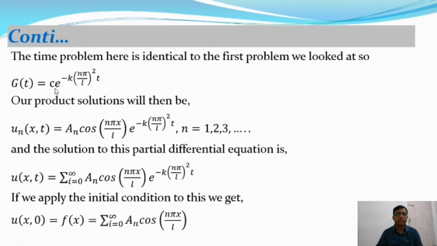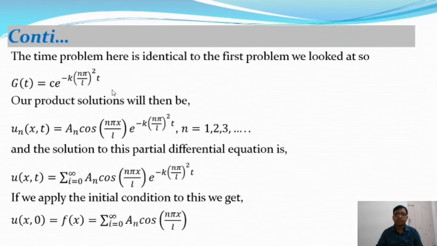So g of t is equal to c into e to the power minus k into lambda into t, that means (n pi by L) whole square into t. This is the solution of g of t. Okay, so g of t is a first order differential equation, and the solution of a first order differential equation is of the type e to the power, the exponential function. So this is the solution of the second equation, that means g of t is equal to c, a constant, into e to the power minus k into lambda n into t, where lambda n is equal to (n pi by L) whole square.